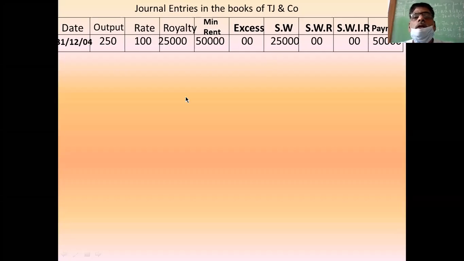Now you see the journal entries in the books of TJ Company Limited. TJ Company means lessor book. How the journal entries you have to pass in the books of lessor. I have taken this format for your convenience because the table is not transparent in this slide. The table is not transparent for you people. Therefore, I have taken the part of the table. You don't write this table while writing the journal entry.